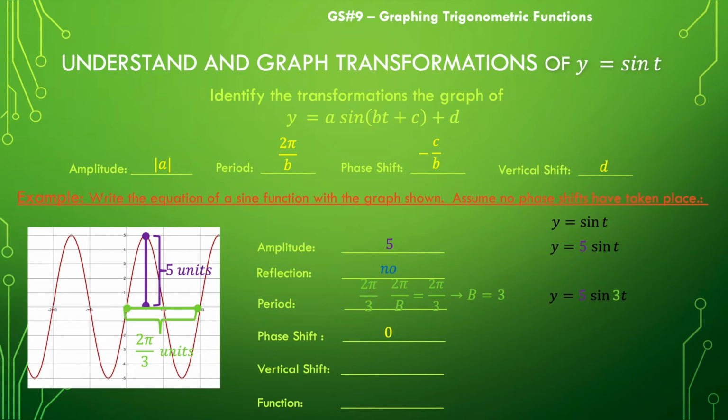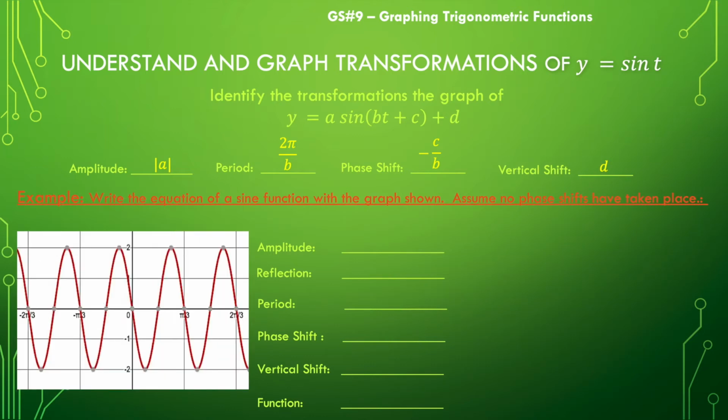In this case, there's no vertical shift because our midline is right on the x-axis. And so we have found our function. We don't need to put the plus 0 there at the end, but our function that corresponds with this graph is y equals 5 times the sine of 3t.